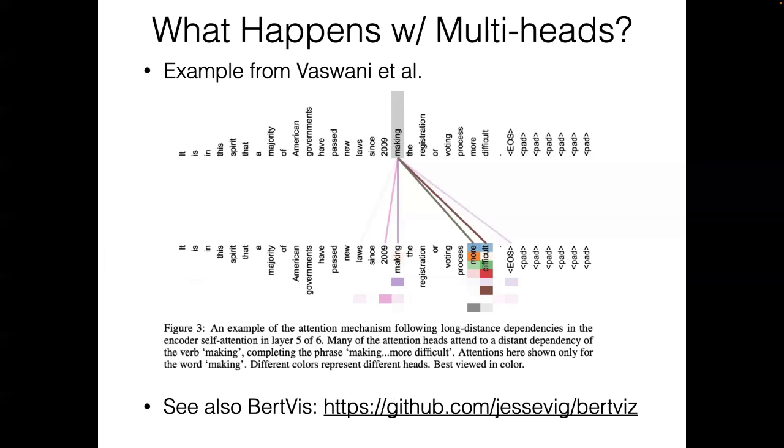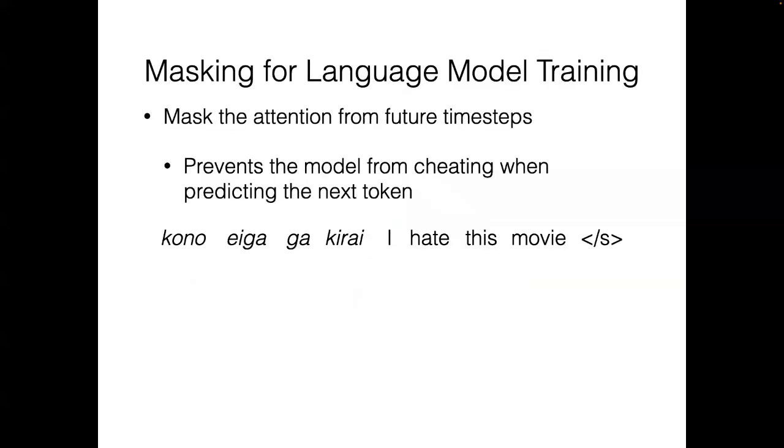So you can also play around with this. There's a tool online where you can visualize some attention scores for different inputs and outputs. There's one more detail which is really important for implementing the attention for language models.